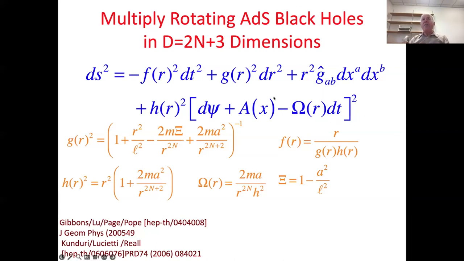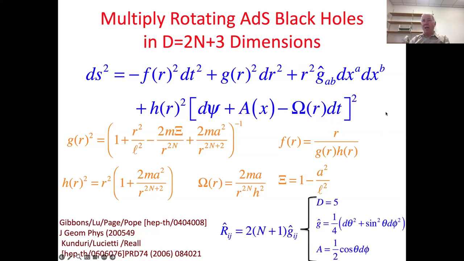If the rotation parameters are all equal, the metric has this structure here, where the metric functions only depend on the radial variable, with the exception of this guy right here that does depend on the structure of these x's in the transverse space. But fortunately, that's not an obstruction to drawing the Penrose diagram. And in fact, if you're in five dimensions, this transverse space is like a sphere, and this quantity A is a half cos theta d phi. So these are known in higher dimensions, this function here and this structure here.